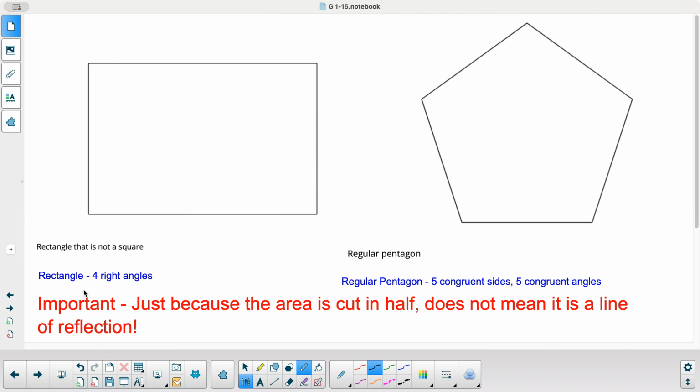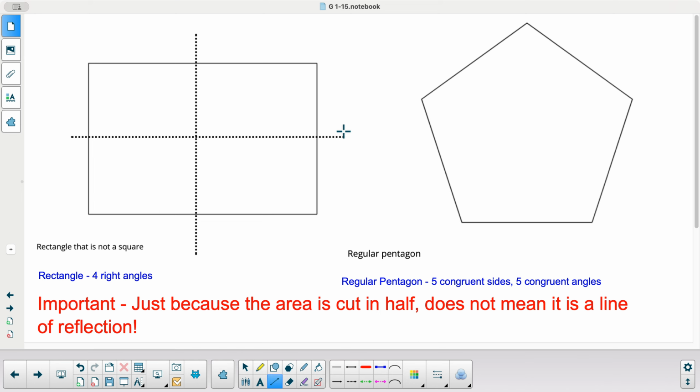All right, so now we're going to draw lines of symmetry. First, a rectangle that is not a square. I put definitions down here below because it is kind of crazy how many high school kids don't know what a rectangle is. For a rectangle, you need 4 right angles. That's all you need to be a rectangle, 4 sides and 4 right angles. So the only lines of symmetry on here will be right down the middle and right there.